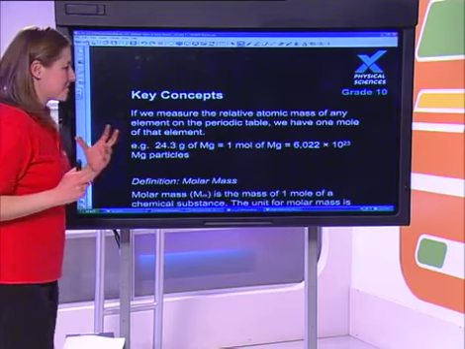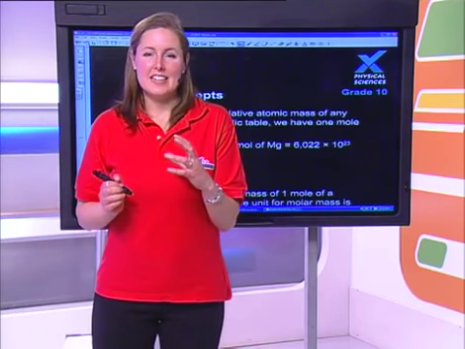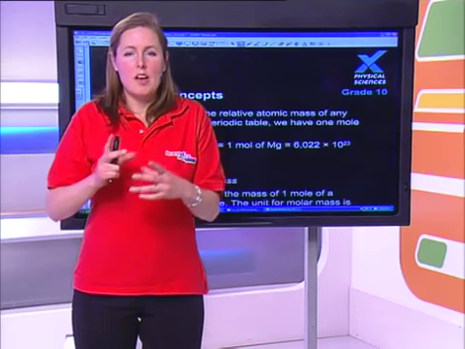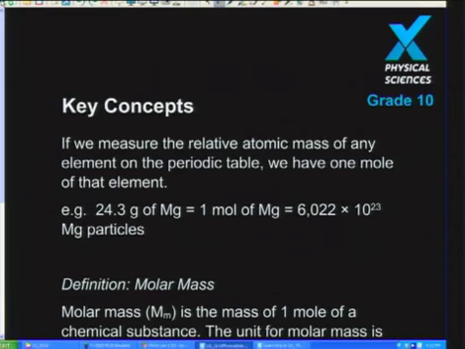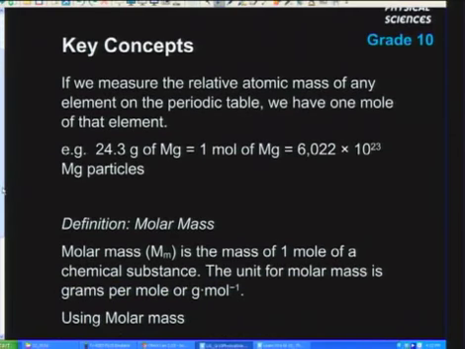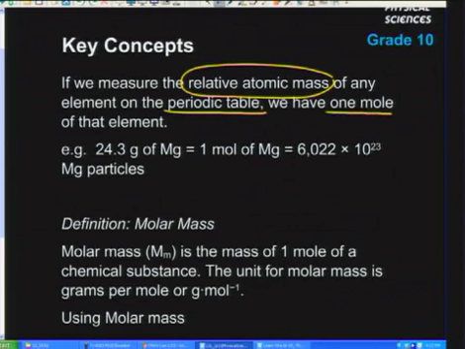Let's go on to talk about molar mass. So now we've had the number of particles in 1 mole. What about the mass of 1 mole of that matter? It's pretty straightforward. If we measure the relative atomic mass of any element on the periodic table, we have 1 mole of that substance. So for example, I'm choosing 1 mole of magnesium. I've already agreed with you that 1 mole of magnesium will be 6.022 times 10 to the 23 atoms, or particles, of magnesium. But what about the mass?